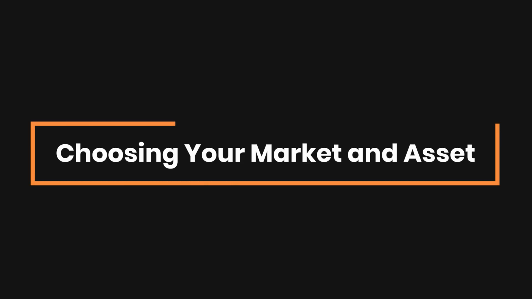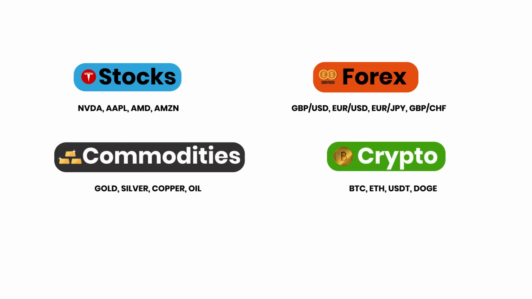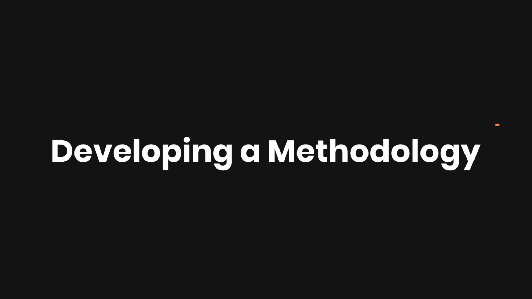Now we move to our second section, which is choosing your market and asset. This is the part where you decide which markets you want to trade, be it stocks, forex, commodities, crypto, or any other. I recommend you choose the assets you're most comfortable with or have the most knowledge about. Understand the volatility, liquidity, and trading hours of the assets to make informed decisions. I'll be using the forex market in this example.